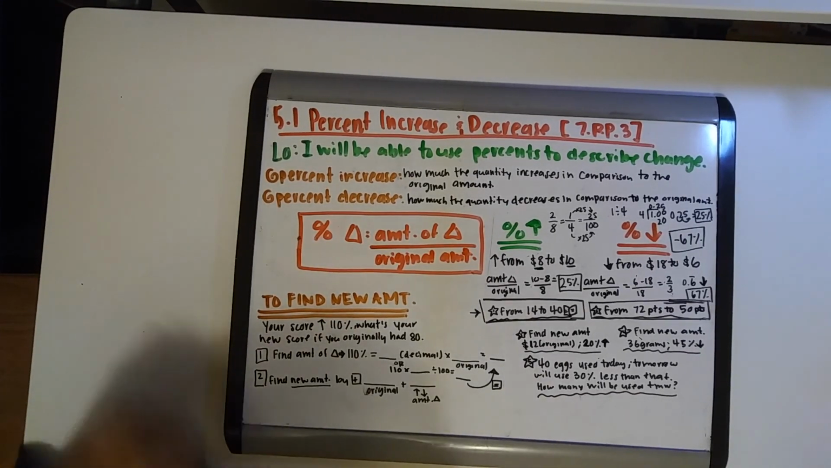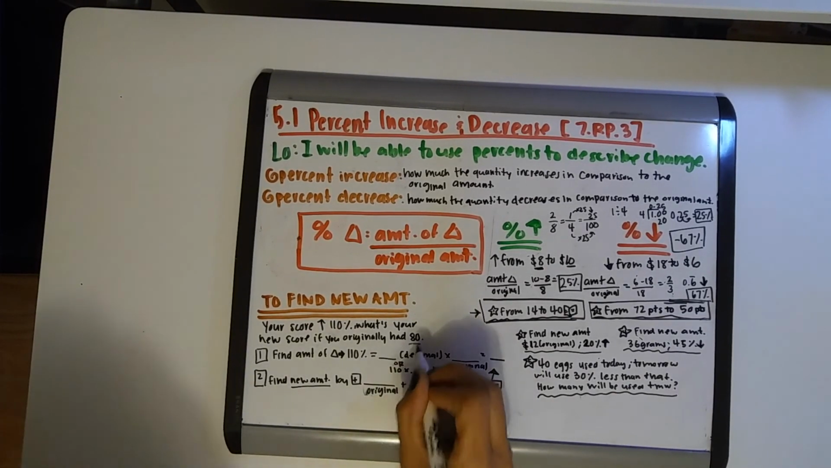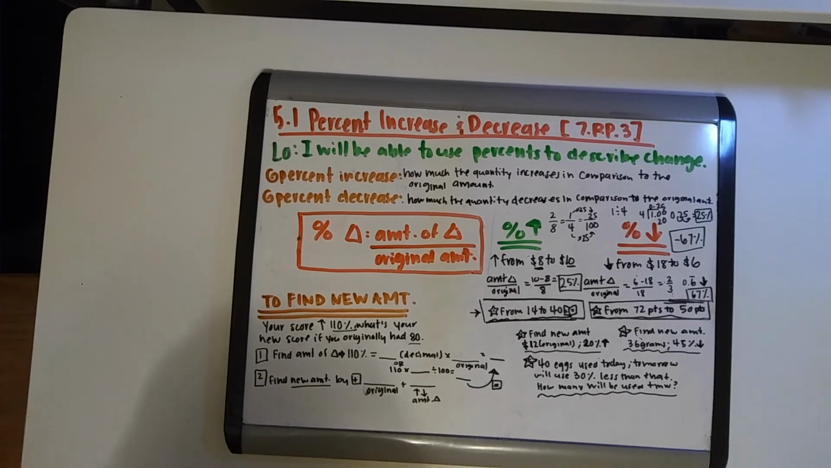So this one is telling you that your score went up 110%. Then what's your new score? If you originally had 80. So those two numbers are important. So first thing I need to do is find the amount of change. Okay. So I need to find what is 110% of 80.